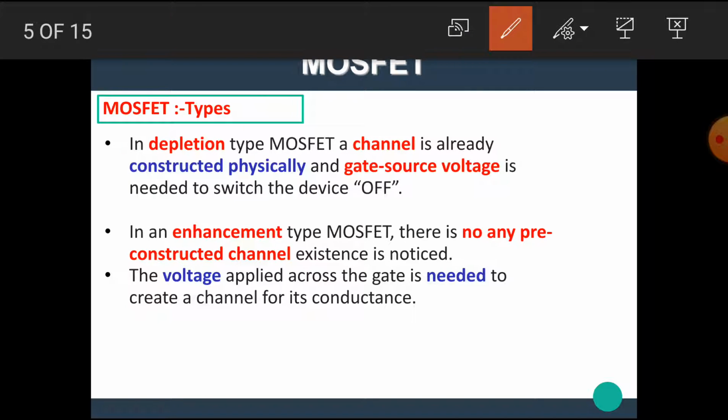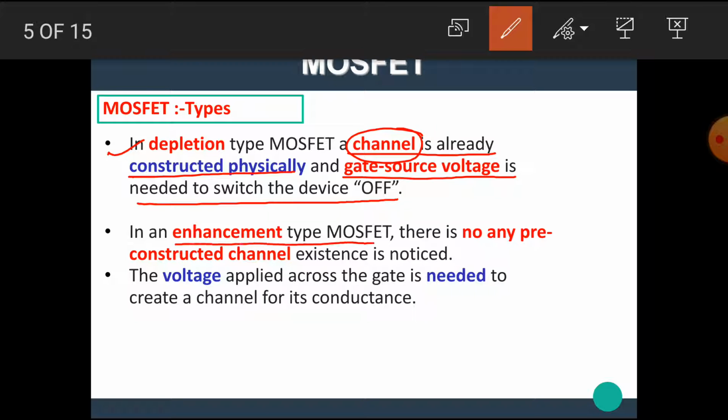Let's see the basic difference between depletion type MOSFET and enhancement type MOSFET. In depletion type MOSFET, a channel is already constructed physically and gate to source voltage is needed to switch the device off. That means in depletion type MOSFET, the channel is present physically, or the channel is constructed physically. There is actual presence of a channel. But in an enhancement type MOSFET, there is no pre-constructed channel.